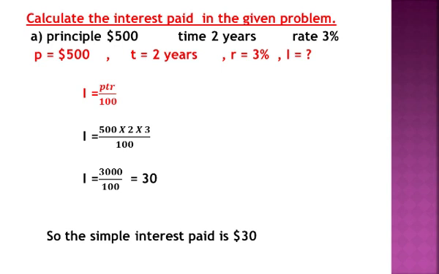Use the formula I = PTR over 100. Substitute the values. I is equal to 500 multiply 2 multiply 3 over 100. Then we get I equal to 3000 over 100. It is 30. So the simple interest paid is $30.